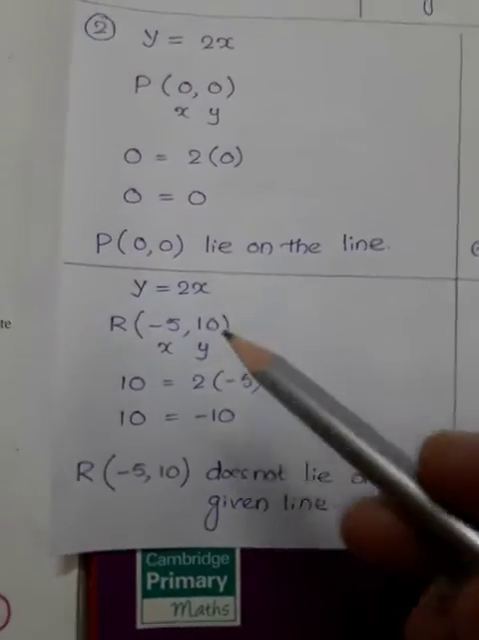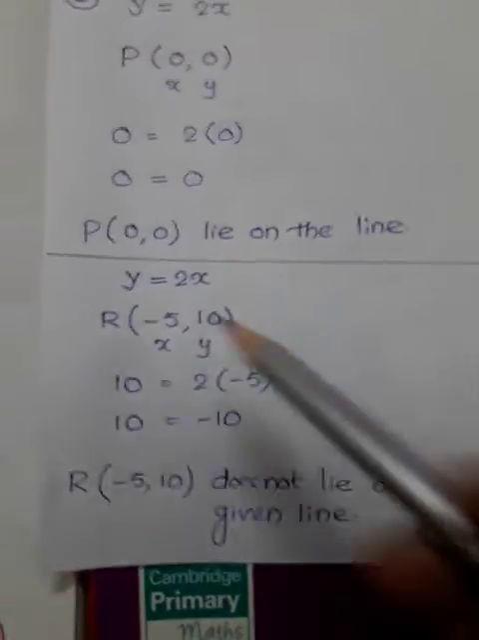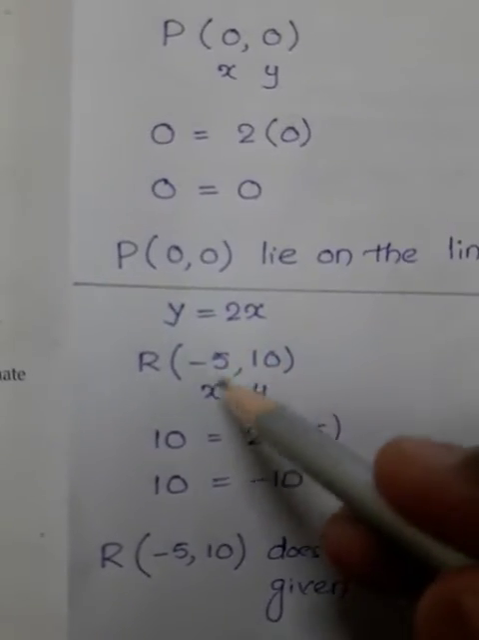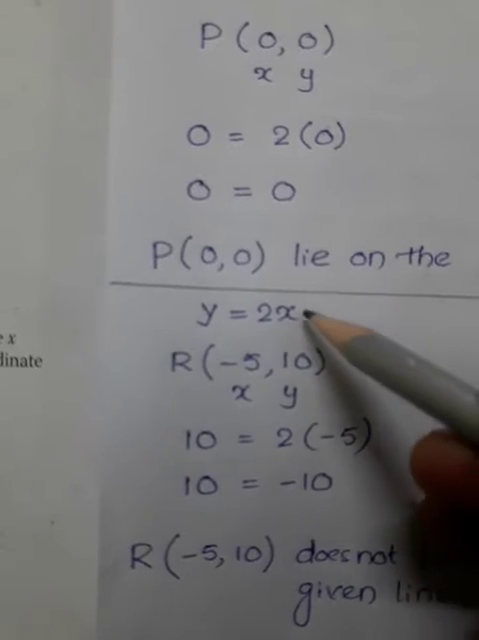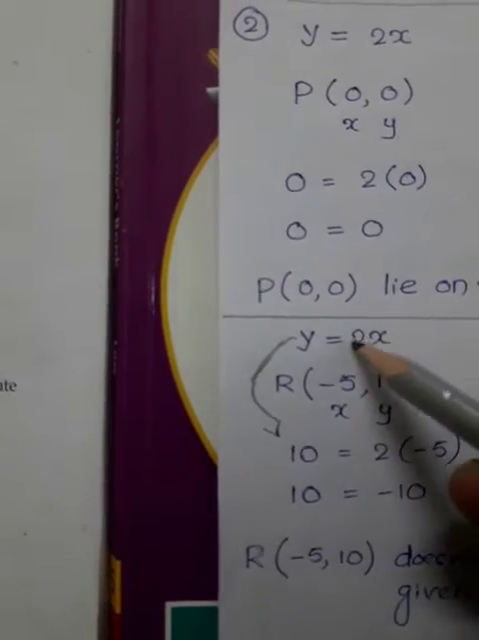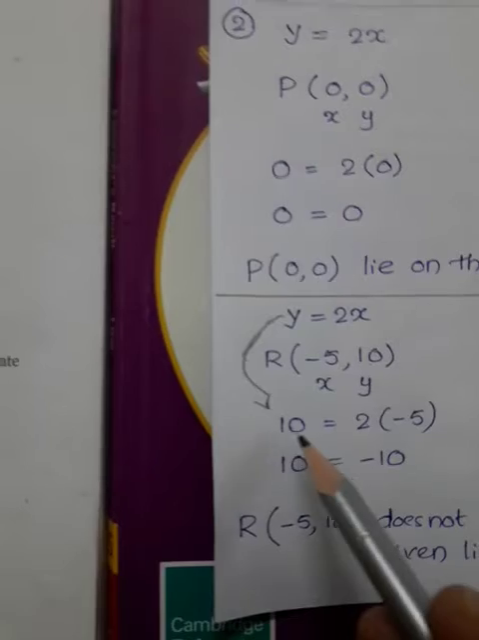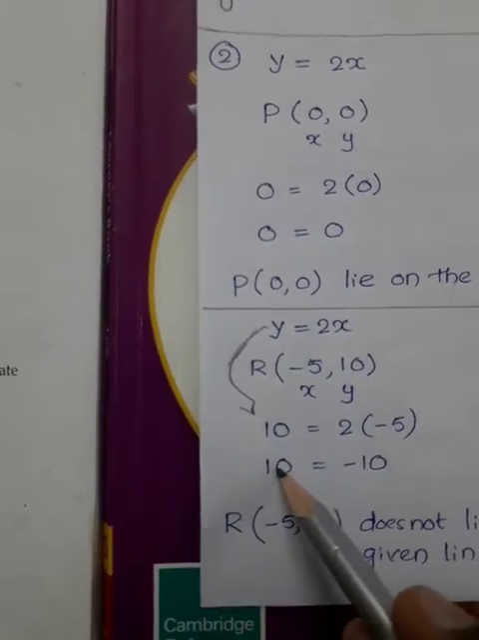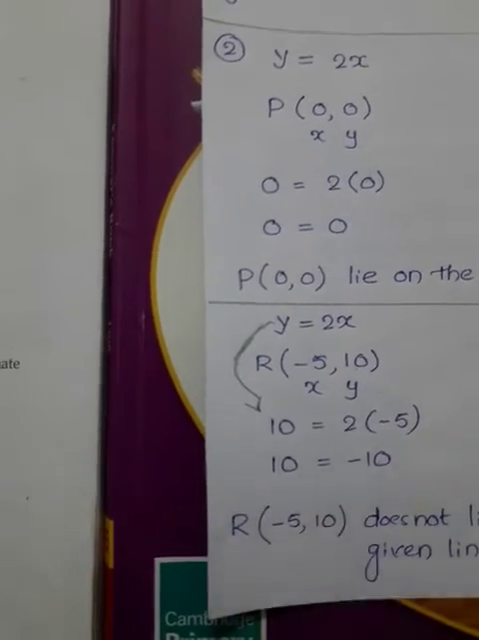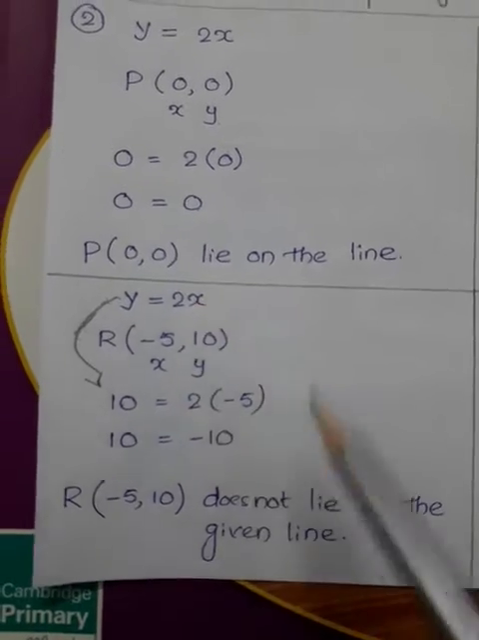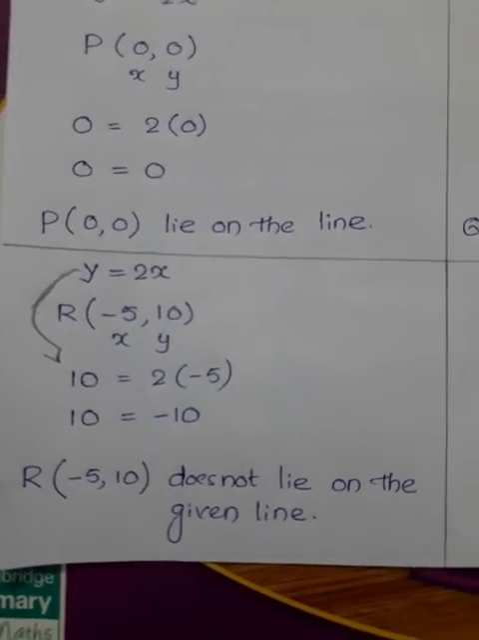Example, look at this point. y equal to 2x. Now the coordinate is minus 5 comma 10. So remember, every time the first value is x and the second value is y. Now substitute here in this equation, or we can say this line. So the y value is 10 and 2 here as it is. The x value is minus 5. So 10 is equal to, plus into minus is minus, 2 fives are 10. So 10 is equal to minus 10. So left and right are not equal. Whenever not equal, that means this coordinate does not lie on the line.